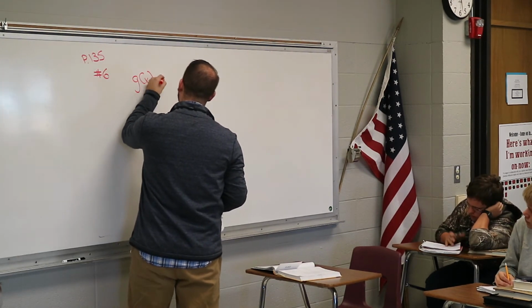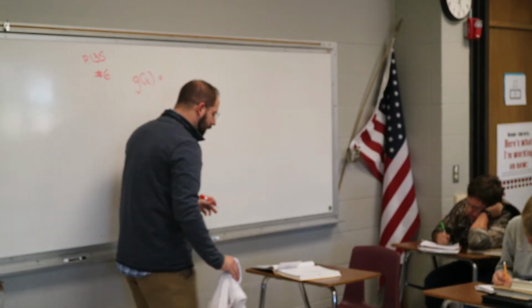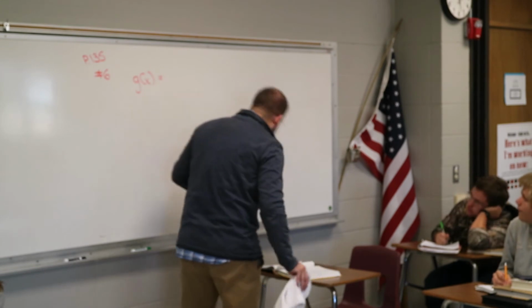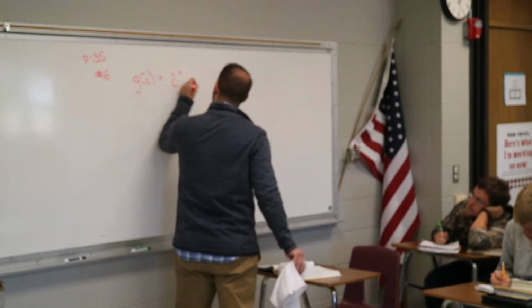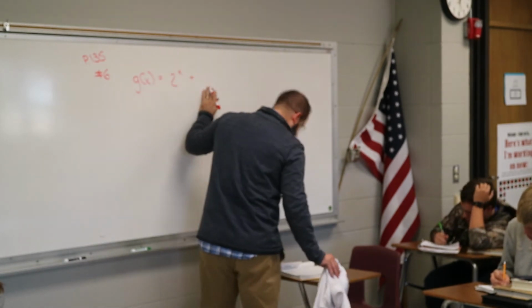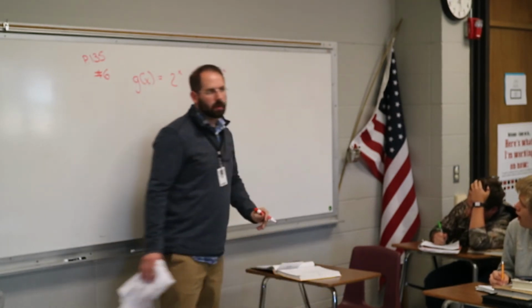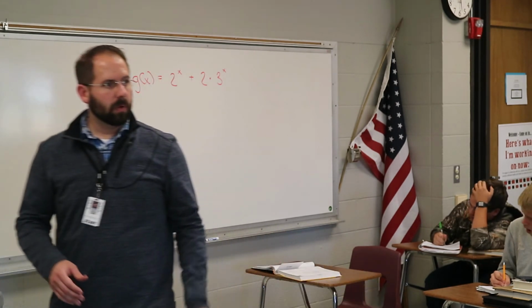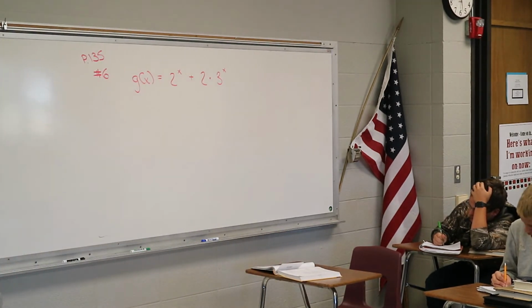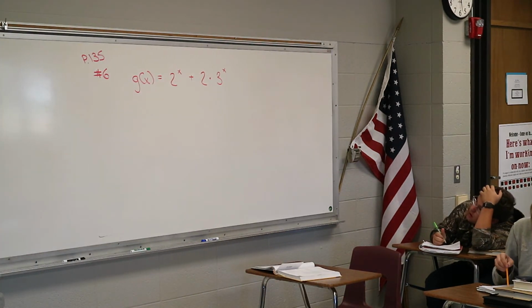And here's my function. I don't care what the name of it is. I'll call it g of x. It really doesn't matter. Good call. Okay, 2 to the x plus 2 times 3 to the x. Now, why I picked this one: I could have put something as easy as just putting an e to the x in there.